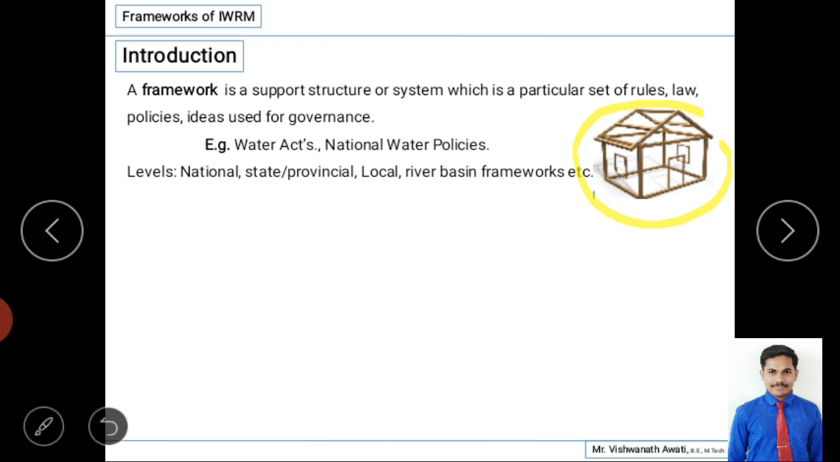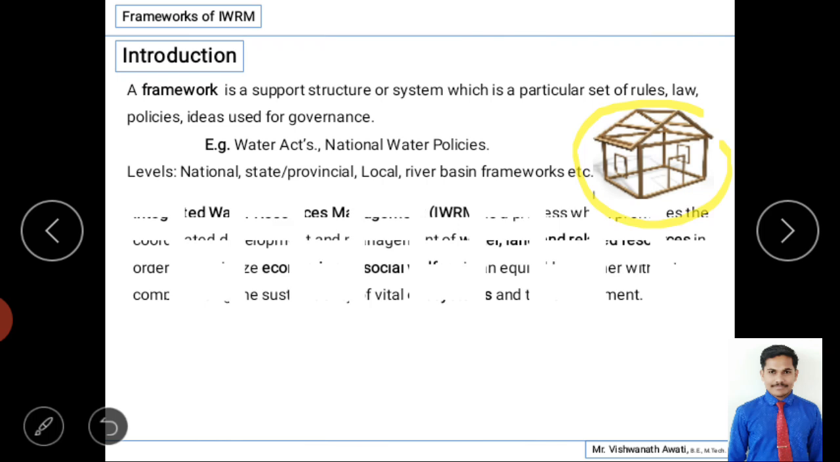And it depends on the level of implementation. Some rules are at the national level, some rules and regulations are at the state or provincial level, and some will be localized, to give importance to localized culture and socio-economic conditions. Some rules will be there for localized or reserved areas, and even some rules and regulations for a river basin. So a framework will be there at the national level, state or provincial level, local level, and even river level, right? So these are the rules and regulations.